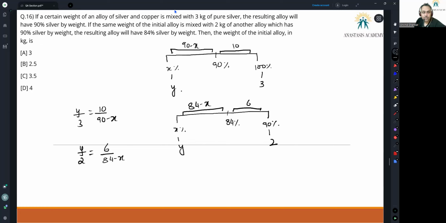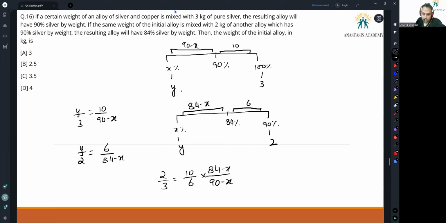Weight of the initial alloy in kg. We need Y finally. We'll do it. If I divide the first equation by the second, Y and Y will get cancelled. I get 2 by 3 is equal to 10 by 6 into 84 minus X by 90 minus X.